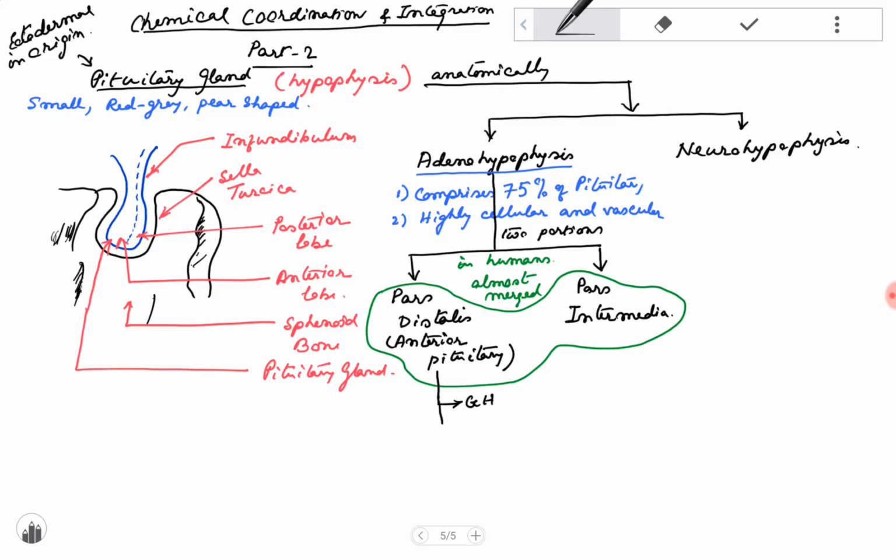GH, PRL, TSH, this is the thyroid stimulating hormone, ACTH, adrenocorticotropic hormone, luteinizing hormone, that is called the LH, and follicle stimulating hormone, it is called FSH.